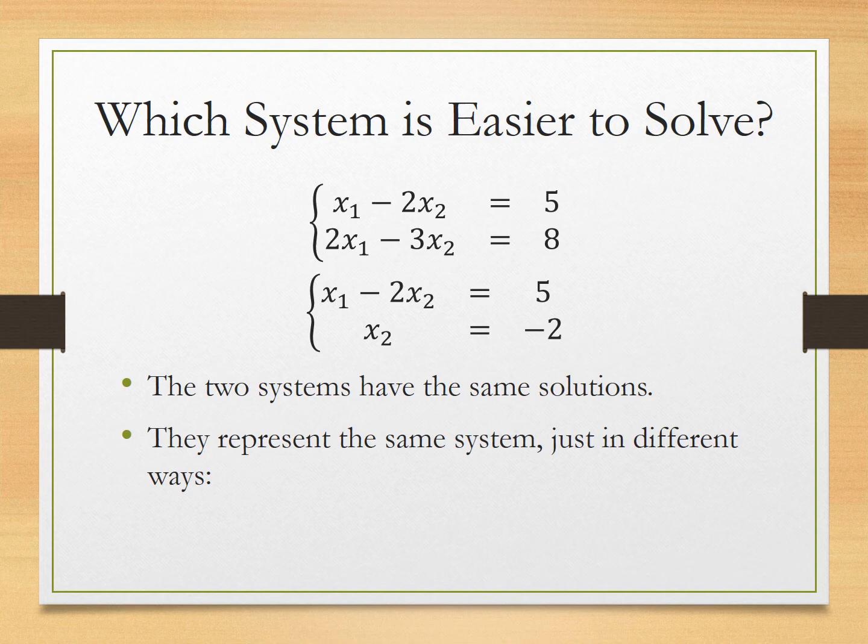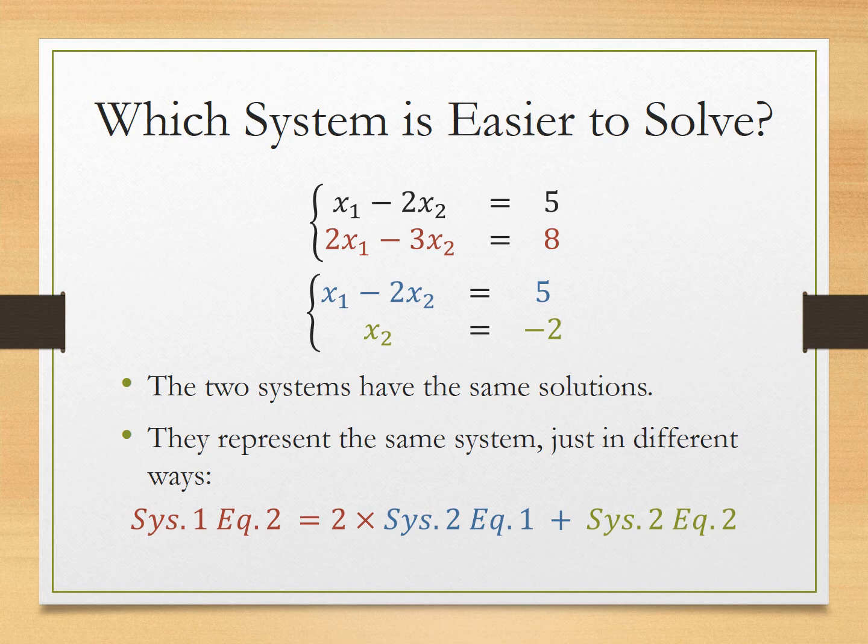But the thing is, if you try solving both systems, you'll realize they have the same solutions. And the reason that's the case is because they're representing the same system just in different ways. In particular, the relationship between the 2 of them is the following. System 1's equation 2 equals 2 times system 2's equation 1 plus system 2's equation 2. I've color-coded them to make it easy to see. So you can verify that's true, but it's quite easy to see, right?